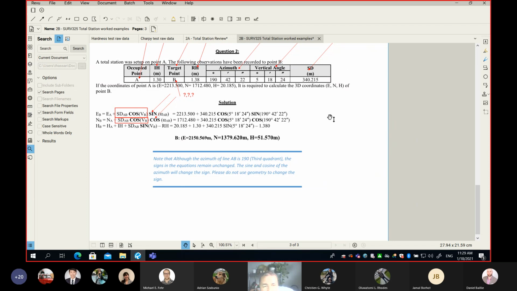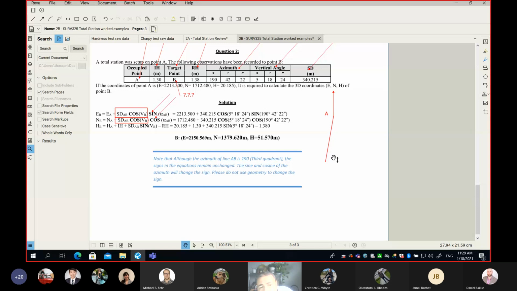Now I want you to look at what happens here. We have point A, and this is my north. The azimuth of the line is 190. What does 190 mean? Remember, this here is 90, and this is 180. Would you agree if I draw the line this way between A and B, it is 190? So 0, 90, 180, and 190.